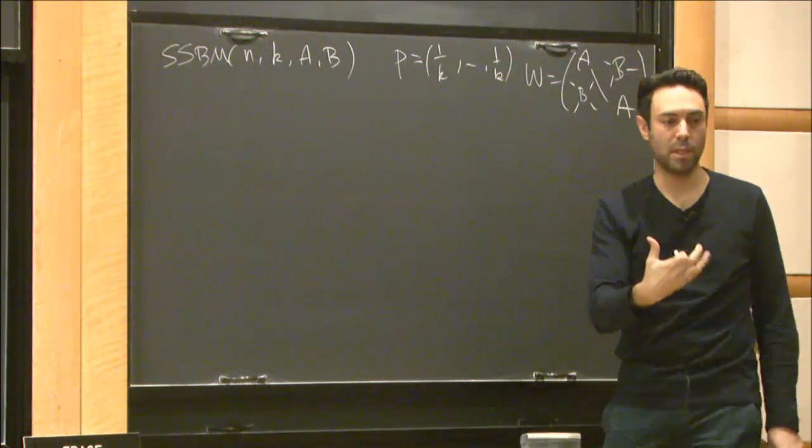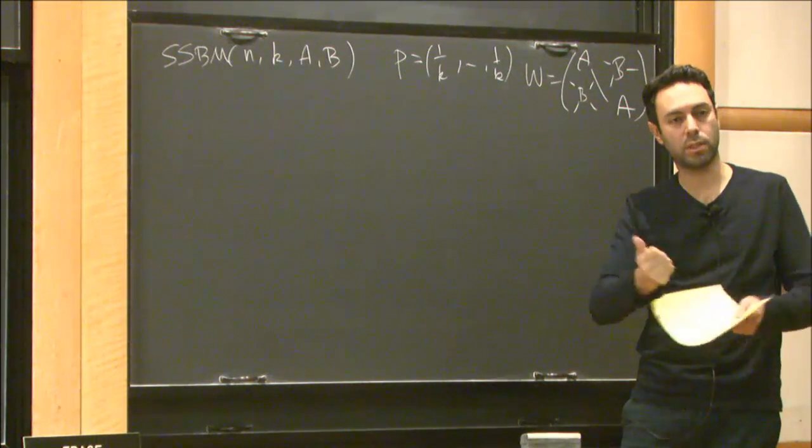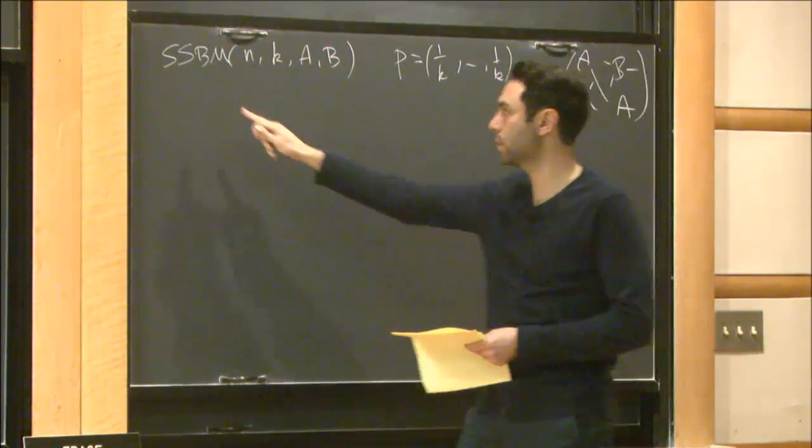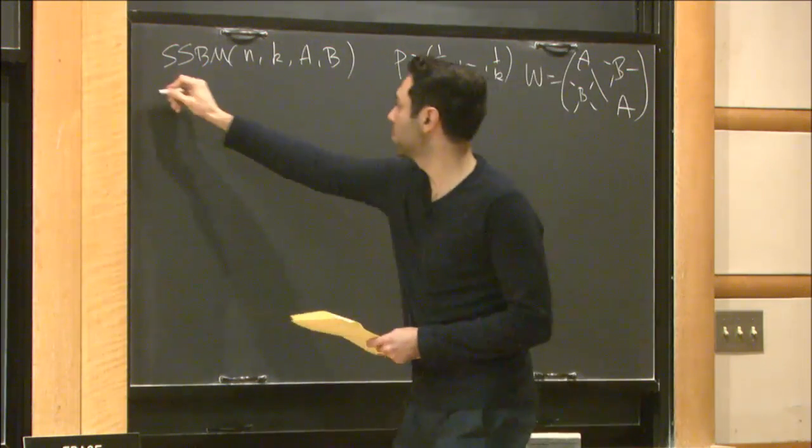In other words, you connect with the same probability inside any cluster and with the same probability across any pair of clusters. That's S for symmetric stochastic.